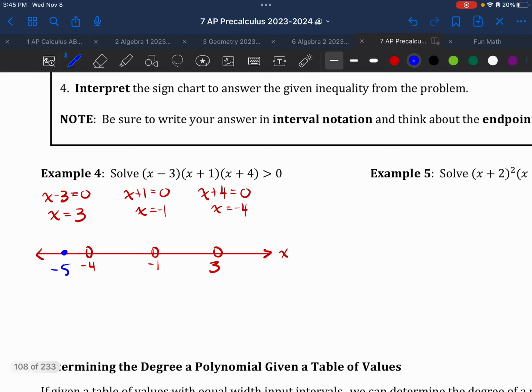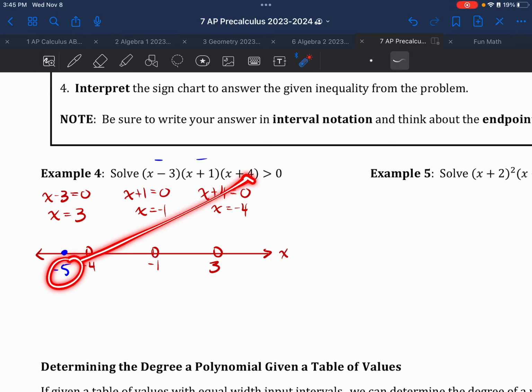When I plug in negative 5, I want to figure out the sign on this one, and this one, and multiply them together. I just care if it's positive or negative. When I plug in negative 5 to this x, I get negative 5 minus 3, which is negative 8, so I just write a negative. Negative 5 plus 1 is negative 4, which is negative. And negative 5 plus 4 is, again, negative.